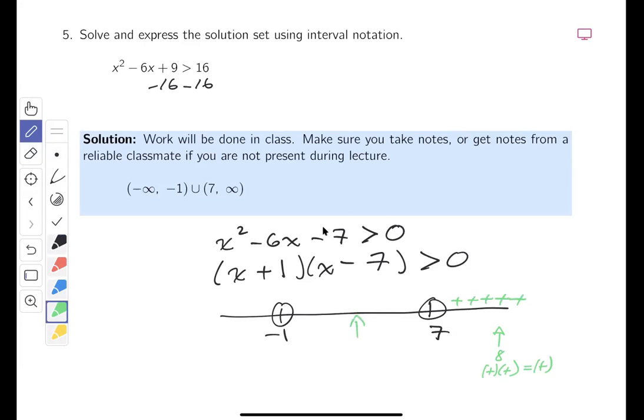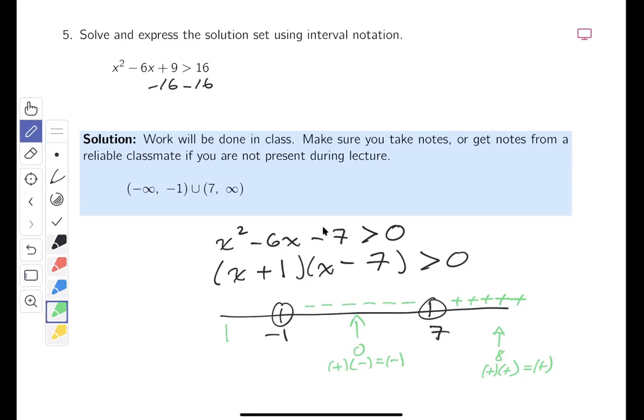Let's take a test point between minus 1 and 7. I'd probably say 0. But you can choose any number between minus 1 and 7, and you're going to get the same result. So if you plug in 0, what do you get? Well, 0 plus 1 is a positive number. However, 0 minus 7 is a negative number. What's a positive times a negative? A negative number. This entire interval is going to be negative. No matter what number you choose in an interval, the product would turn out to be a negative number.